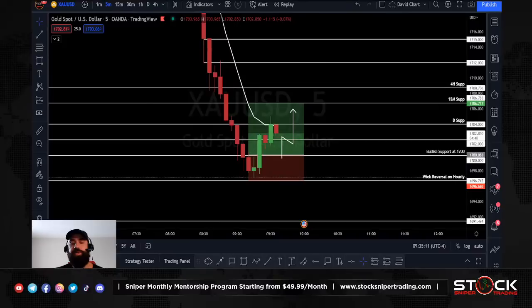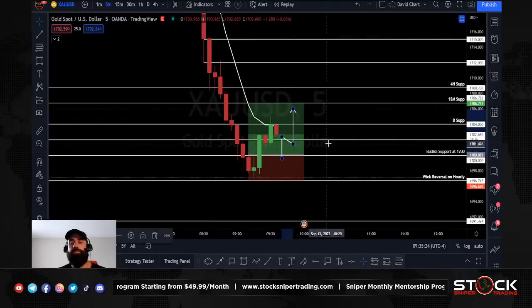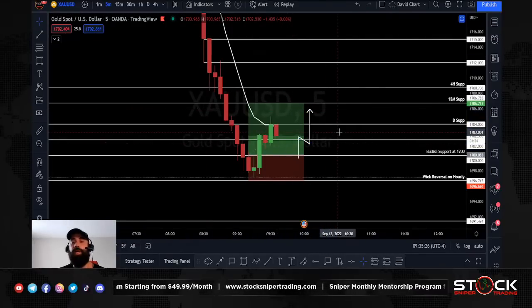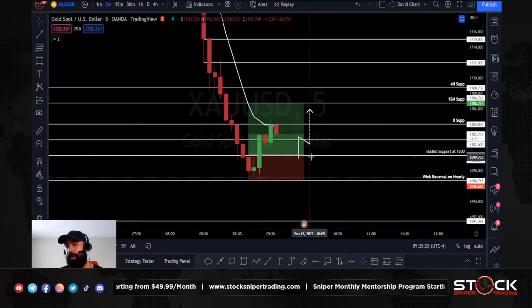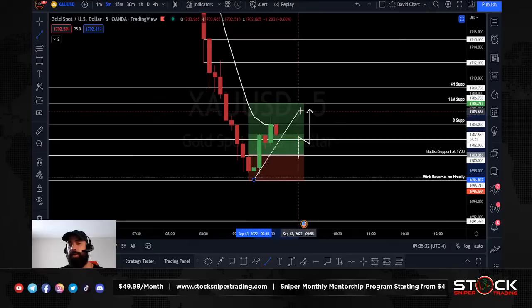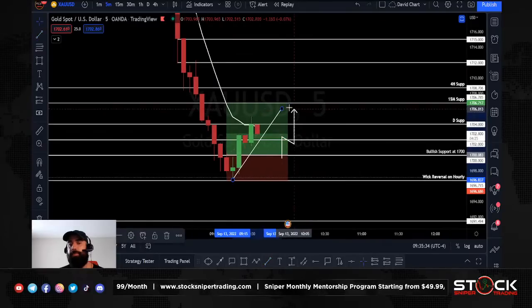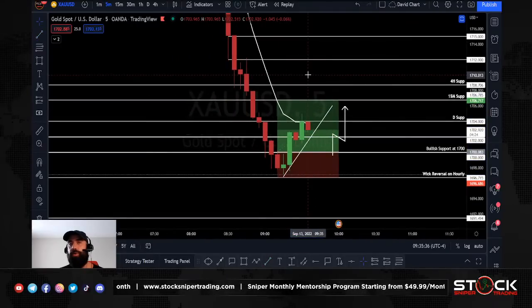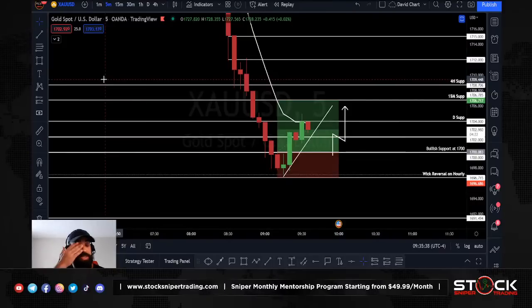Okay, so here's the second rejection at that 9 EMA. Okay, and it's pushing right back down. So if you guys got in from the bottom here, don't get greedy. We're still on a trend. Okay, still trending at this current time. All right, so we just need to get above that 9 EMA. All right, let's take a peek at the Dow.